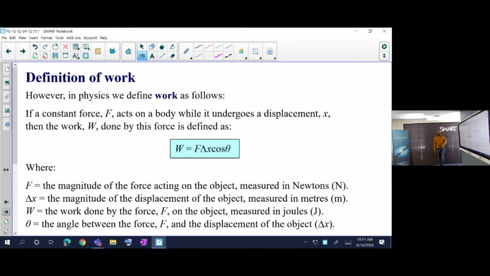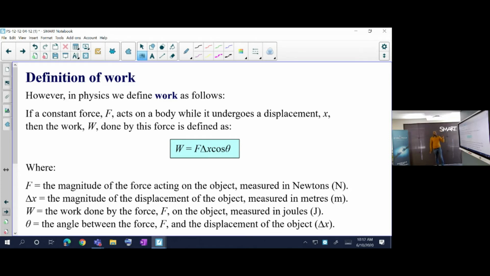All right. Definition according to scientific gatherings. However, in physics, we define work as follows. If a constant force, obviously you know a constant. If it's constant, it's not changing. Is that clear? It's the same force that you started with. You continue with it until the end.